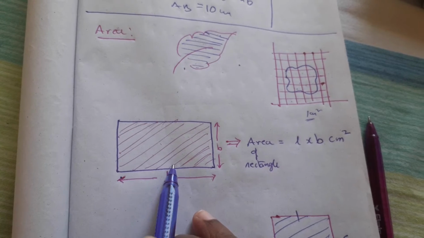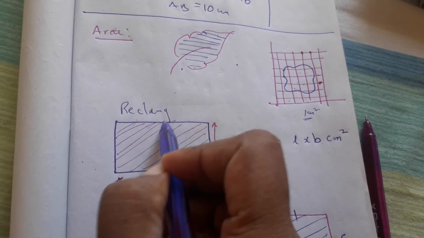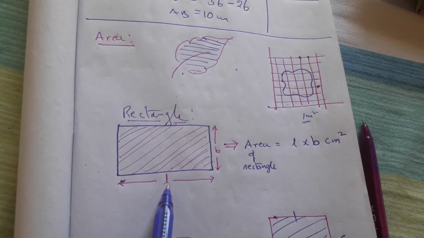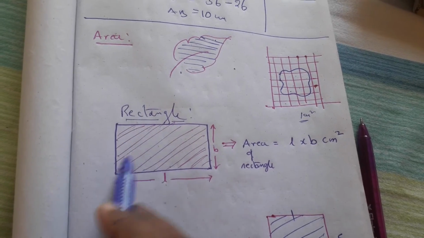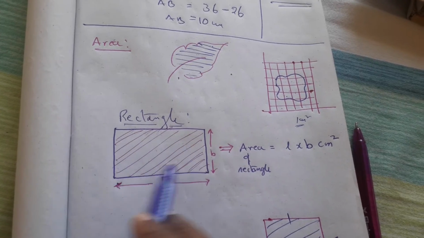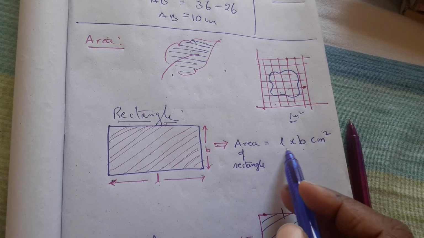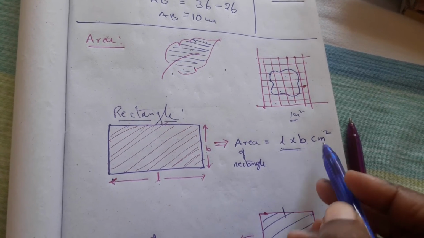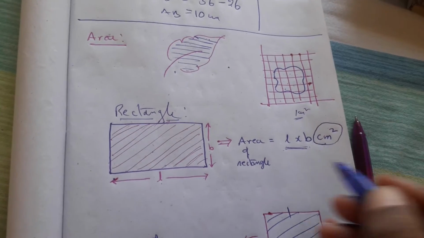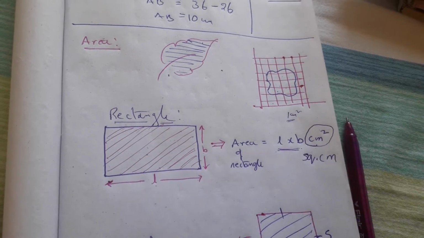Now here, this is a rectangle. In the case of a rectangle, what are the measurements we have? For a rectangle, we have length and breadth. The space inside the boundary is called area. How much space is occupied? That is length into breadth. And what is the unit of it? The unit is centimeter square, or sometimes it is written as square centimeter.